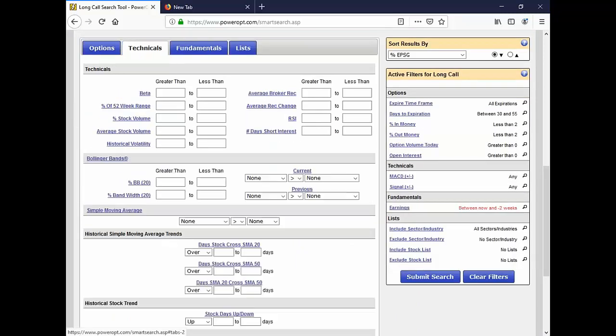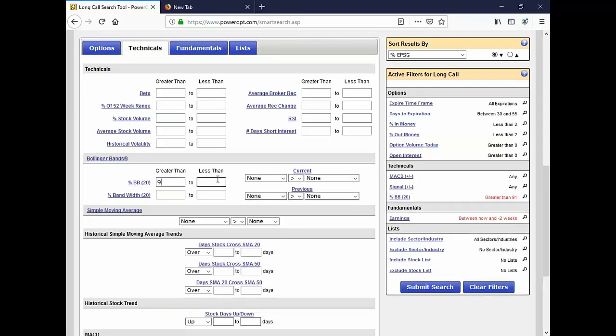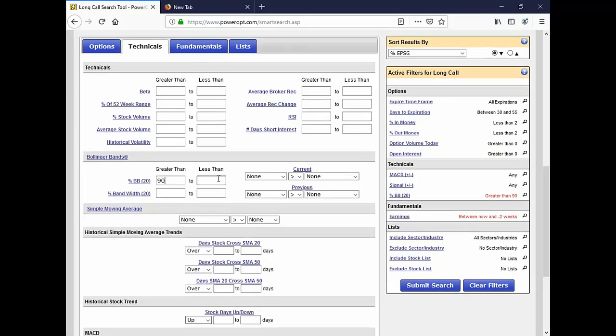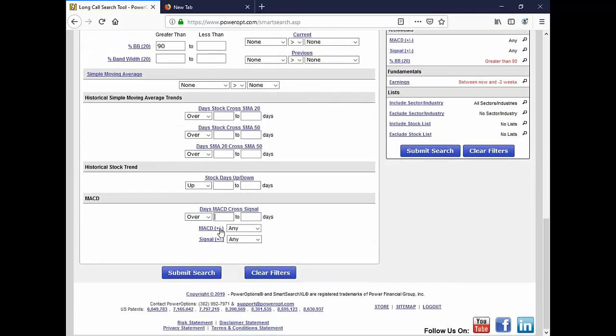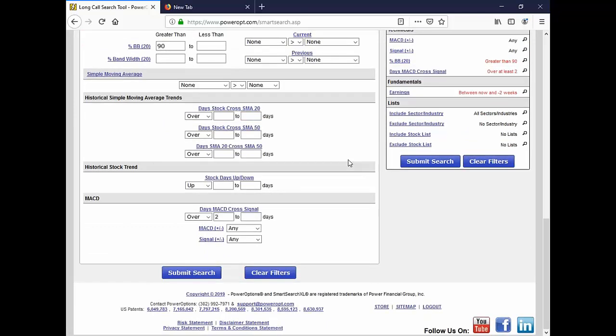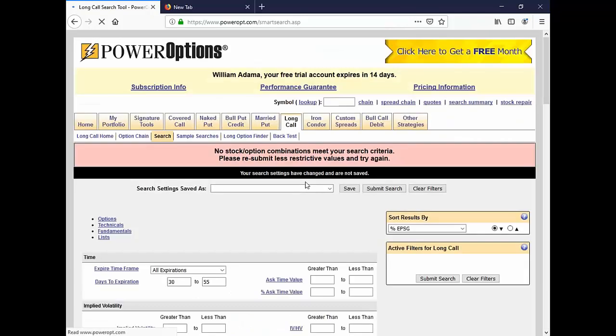But we're looking at calls, and you're looking for ones that have run. So I'm going to look for something that's up near the greater 90% of its upper Bollinger Band, a little technical there, and also where the MACD has been over by at least 2 or 3 days. Positive MACD signal. MACD over the signal line. Okay, let's get our bullish criteria in there.